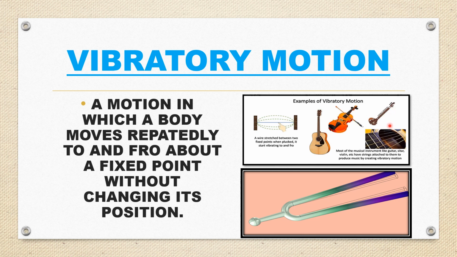Now over here for vibration, these are the strings which are present over here. If you pluck any one of them, whether it's a guitar, a violin, or a sitar, what will happen? A vibration is produced, and vibratory music is created by the vibrations produced by plucking these strings.